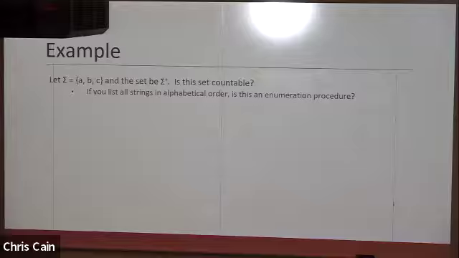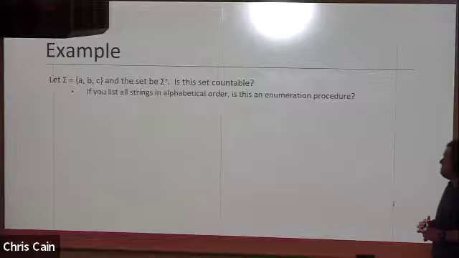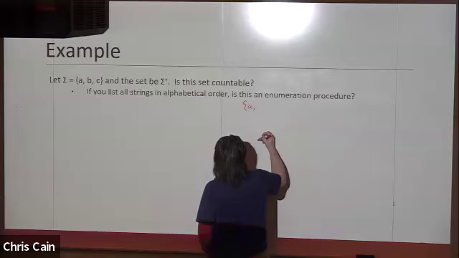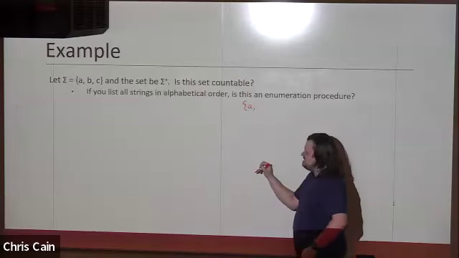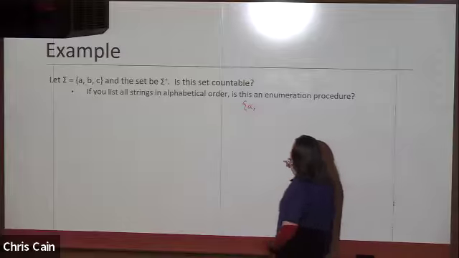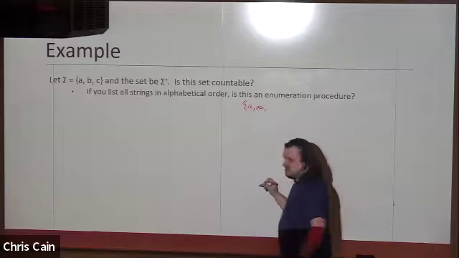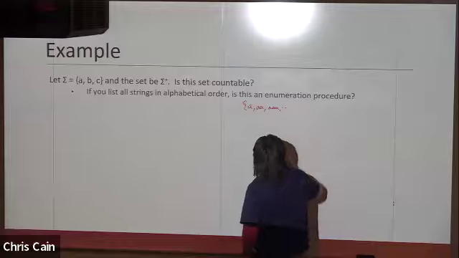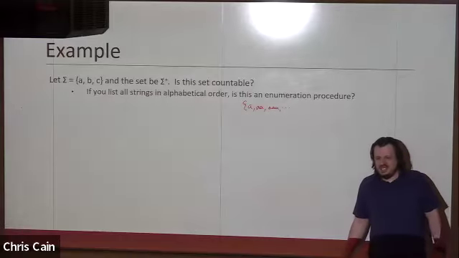Any thoughts on that? We list these in alphabetical order. What's the first string? A. All right, I'm just going to start writing a set. A, what's the next string? It is not AB. AA is the next string. What's the next string? AAA? This process will go forever. Are we ever going to write a string that has a B in it?